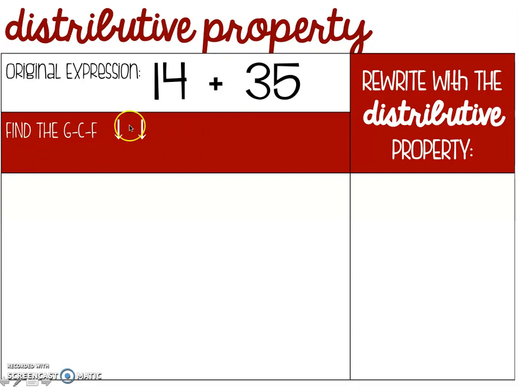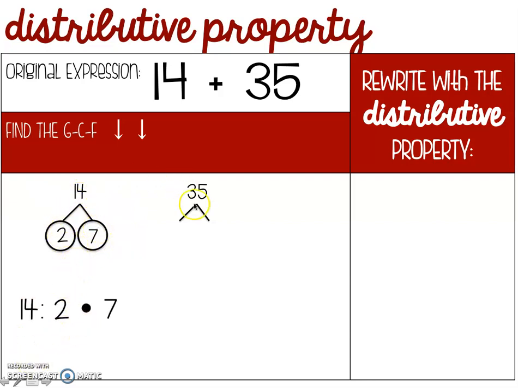So the first thing we're going to do is find the GCF. The two numbers in our expression, 14 and 35, are the numbers that are going to go at the top of our factor trees. So we have 14 at the top and 35. I've got to break it down. I need to ask myself, what two things can I multiply together to get 14? I can multiply 2 times 7. 2 is prime, 7 is prime. So now I'm done. The prime factorization for 14 is 2 times 7.